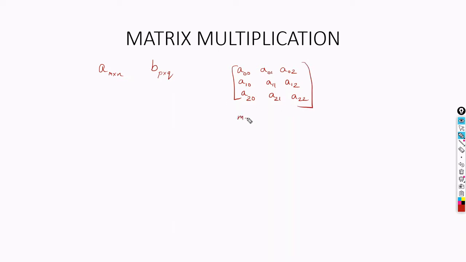If m equals n equals 3, this is a 3 by 3 matrix. Then in programming, we know that array index will vary from 0 to size minus 1. So 0 to m minus 1 and 0 to n minus 1. So 0 to 2 and again 0 to 2.